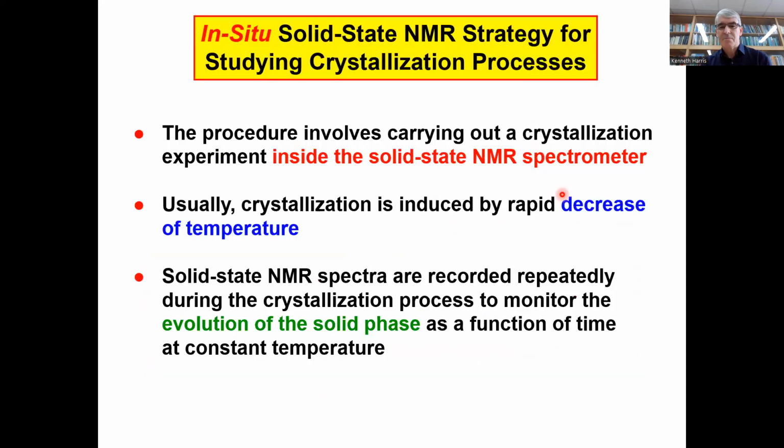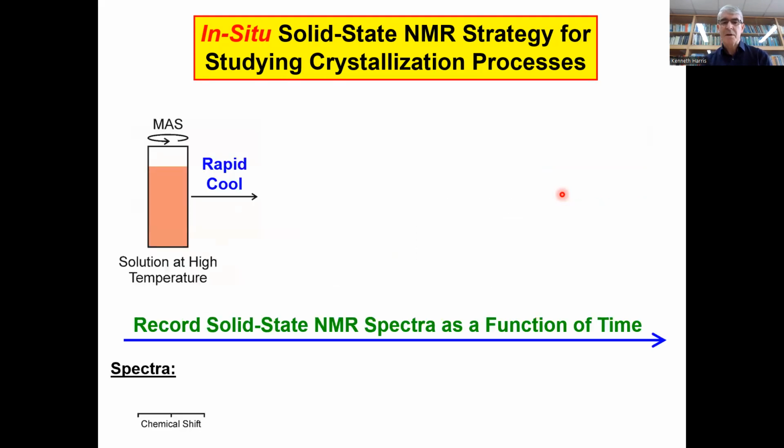And that idea is very, very straightforward. We basically set up a crystallization experiment inside the solid-state NMR spectrometer. Usually we induce crystallization by a rapid decrease of temperature, and then we simply record solid-state NMR spectra repeatedly as a function of time during the crystallization process to monitor how the solid phase changes as a function of time. Here's a cartoon of what we're doing in this type of experiment.